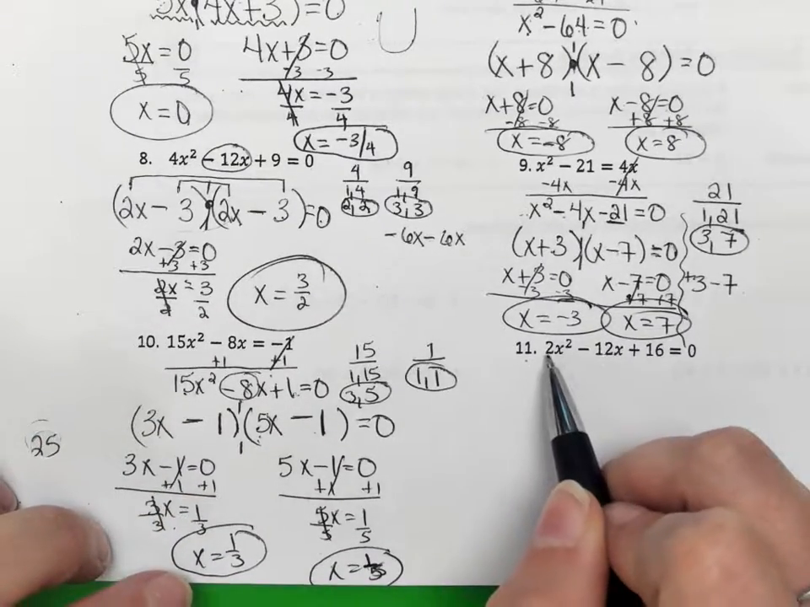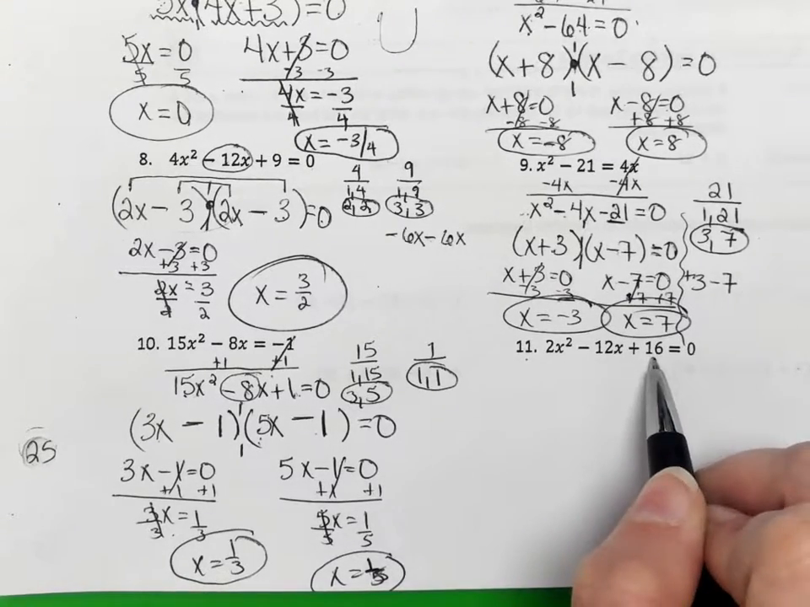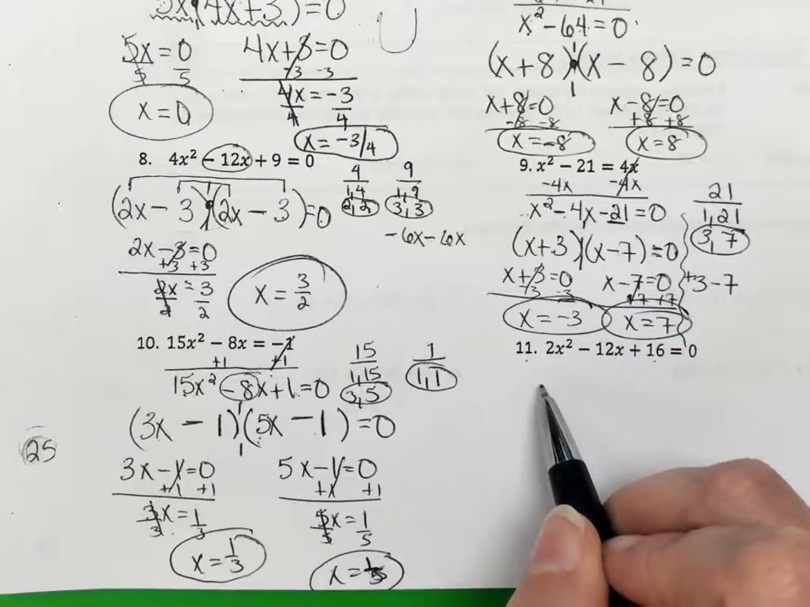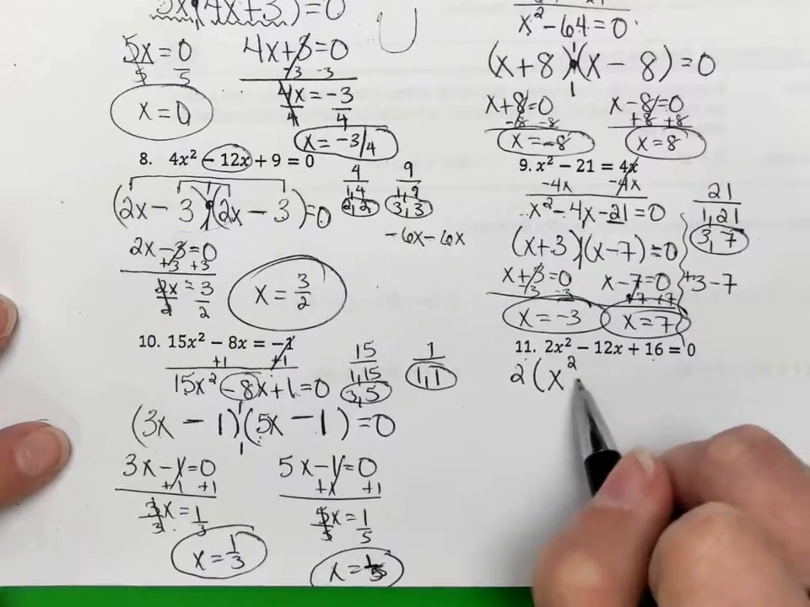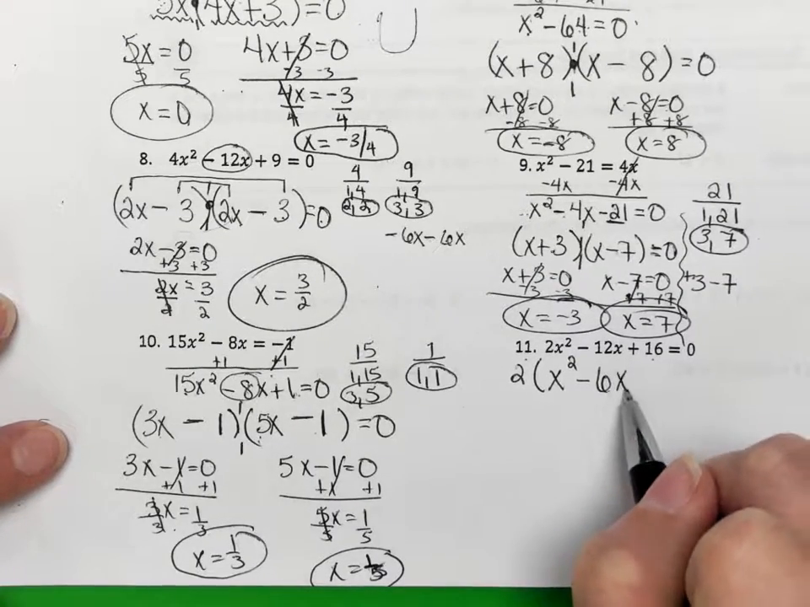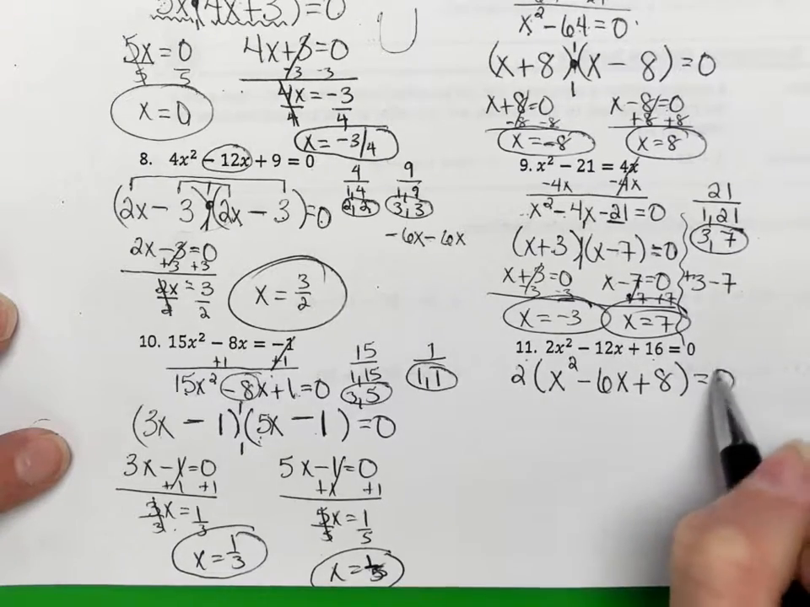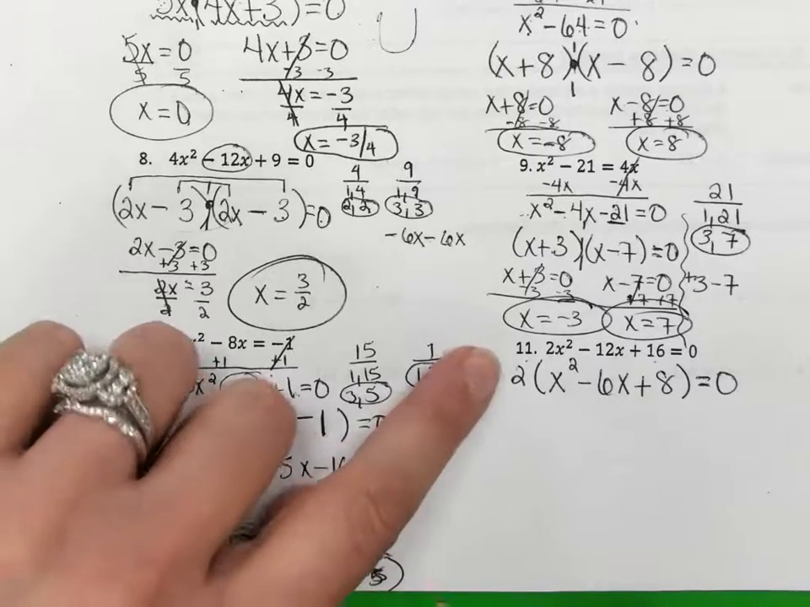All right, so let's say number 11. Peyton, right here, you have a number in front. You're really hoping that this 2 goes into all 3 of them, so you can make it easy like this one. Does 2 go into all 3 of them? Yeah, it does. So that'll be x squared, 12 divided by 2 is 6. 16 divided by 2 is 8. Equals 0.